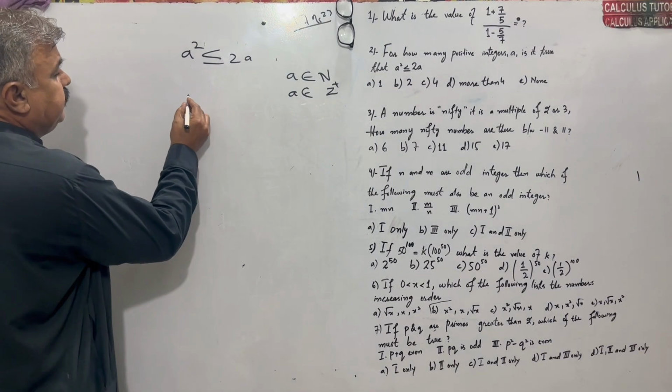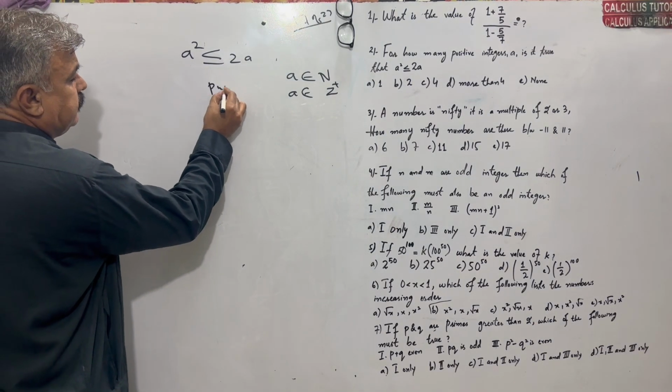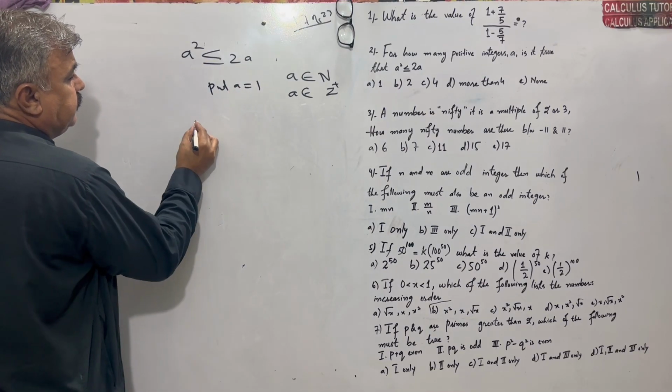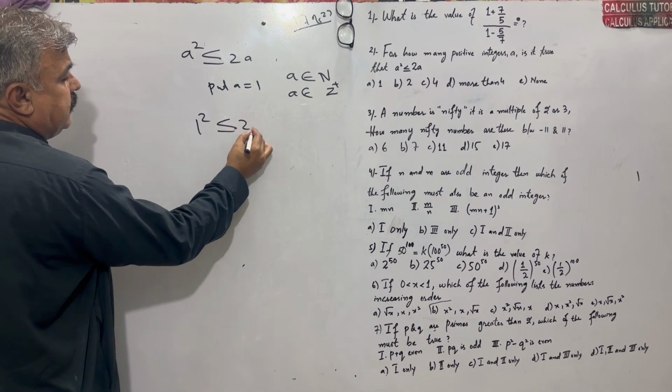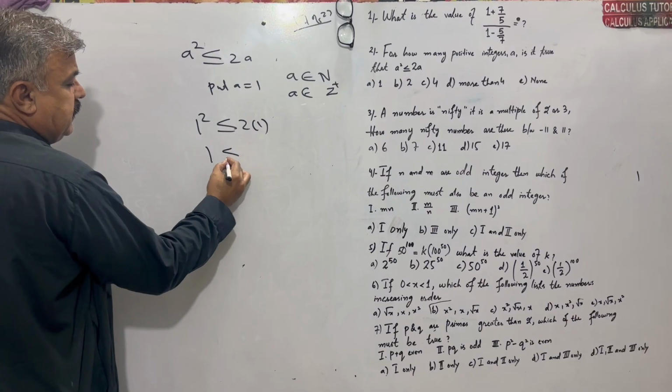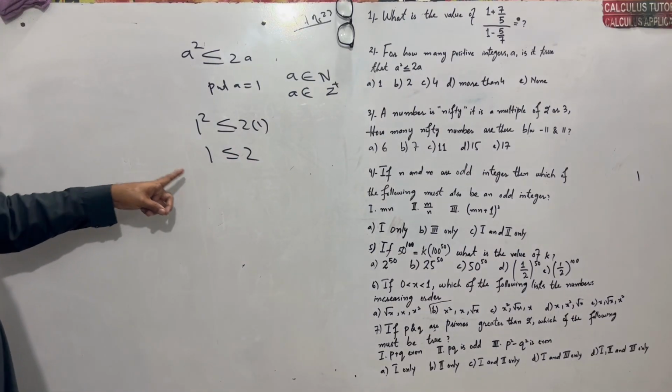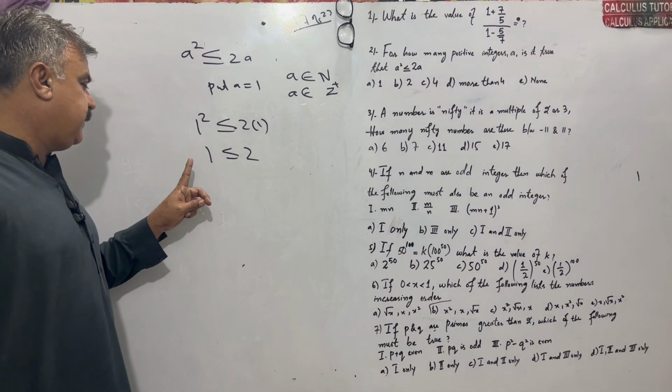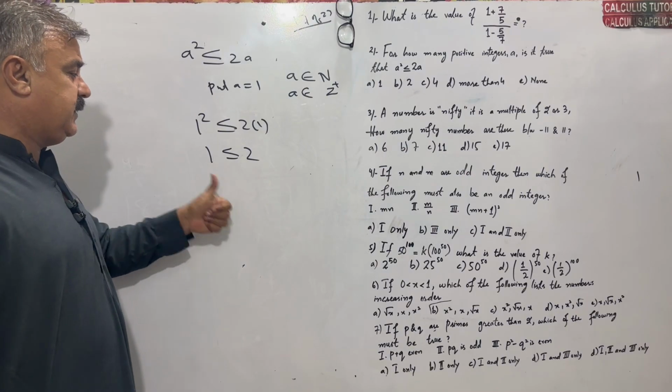Put a equal to 1 and check. 1 square is less than or equal to 2 times 1. 1 is less than or equal to 2. Yes, the inequality is valid.